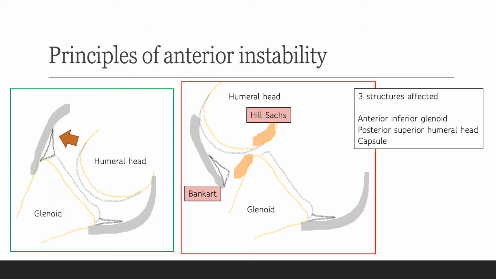On the other hand, the posterior aspect, and more specifically the posterior superior aspect of the humeral head, impacts against the glenoid and gives us what is called the Hill-Sachs lesion. Along with this, you see injury to the capsule as well, and therefore there are three structures affected in anterior instability: the anterior inferior glenoid, the posterior superior humeral head, and finally the glenolabral capsule.